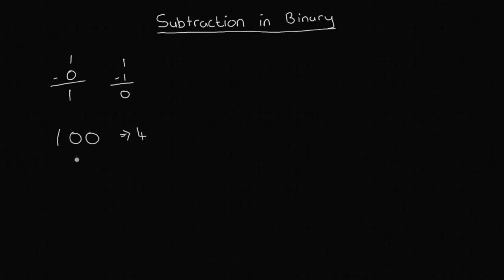And the number that we're going to take away from it is going to be 1, 0. And you should know that 1, 0 is the same as 2. So if we want to take 2 from 4, it'll leave us with 2. We all know this, but we want to know how we go about doing it in binary.